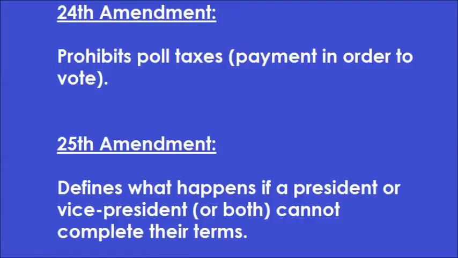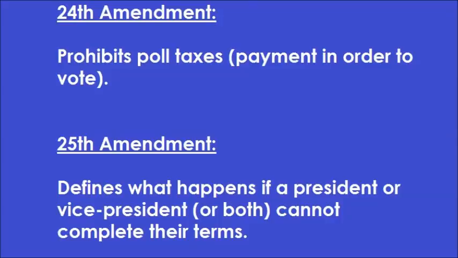The 24th Amendment prohibits poll taxes. Poll taxes were basically fees that someone would be required to pay in order to vote. Poll taxes were commonly used in southern states to prevent black people from voting because they often couldn't afford the poll tax. The 25th Amendment defines presidential succession and the process for determining if a president is physically or mentally unfit to fulfill his or her duties.